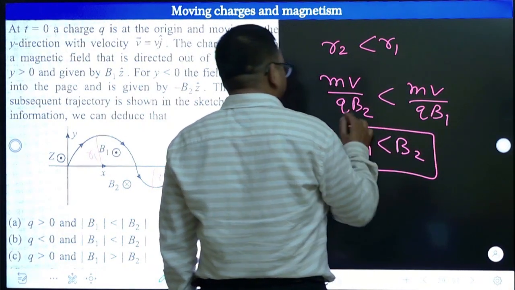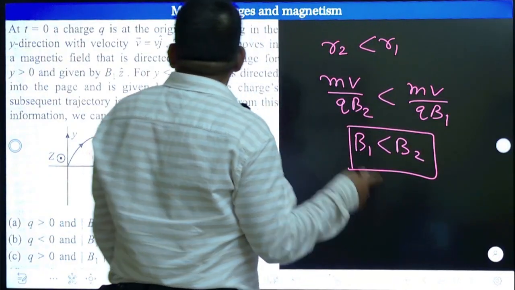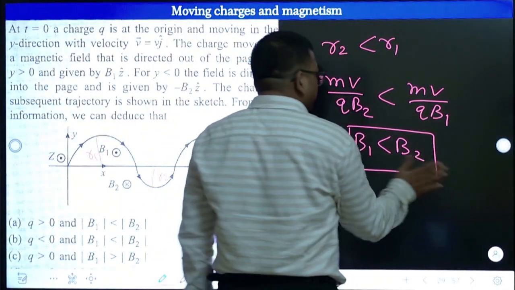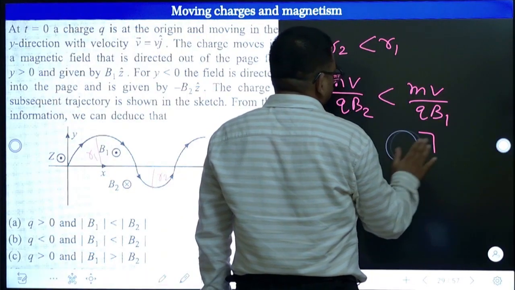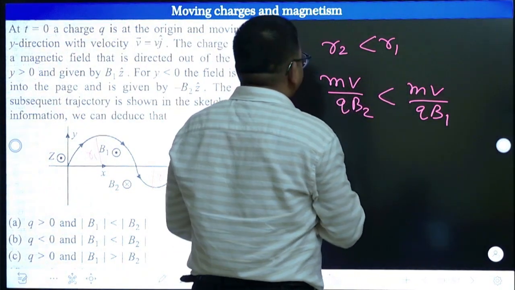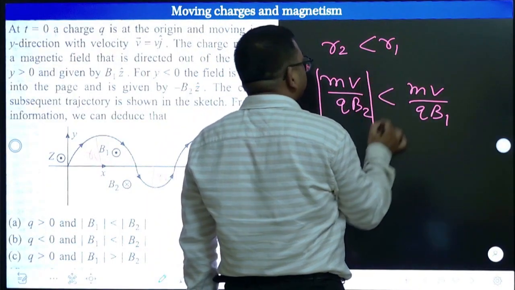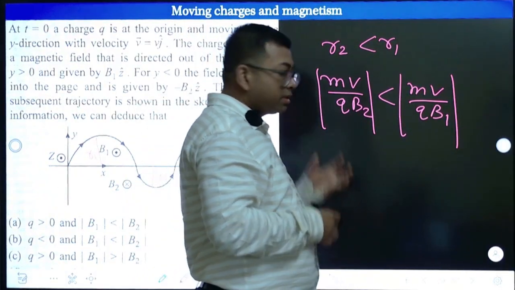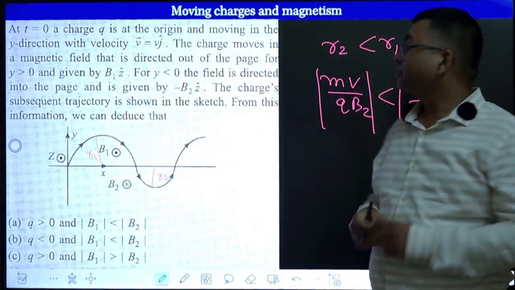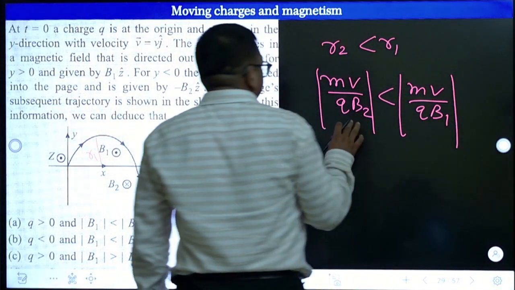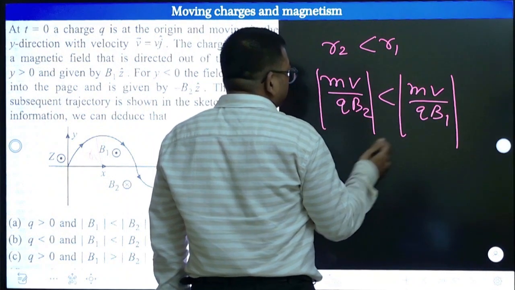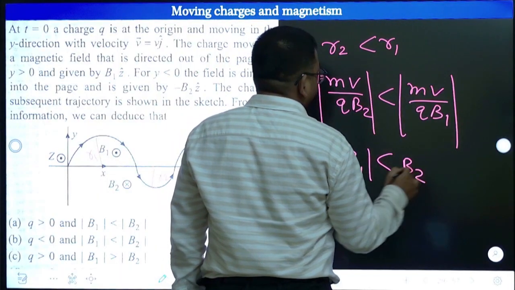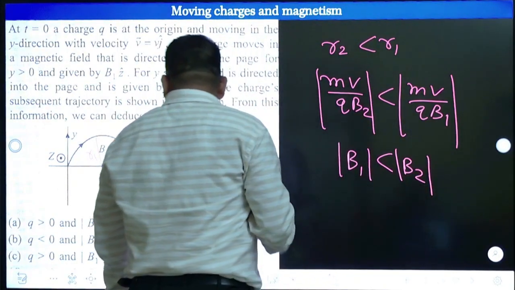Magnitude wise, note that, because the charge may be positive or negative, it may affect it. Is the charge positive or not? But anyway, we are comparing the radius, so it is the magnitude, because radius means magnitude length, right? So here we are just going to say that the B1 magnitude is lesser than B2, correct? B1 should be lesser than B2.